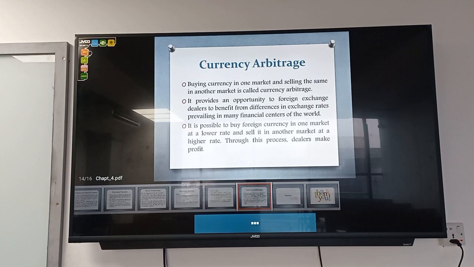Then the last thing is currency arbitrage. Buying currency in one market and selling the same in another market is called currency arbitrage. It provides an opportunity to foreign exchange dealers to benefit from difference in exchange rates prevailing in many financial centers of the world. It is possible to buy foreign currency in one market at a lower rate and sell it in another market at a higher rate. So in this process dealers make profit. Currency arbitrage.